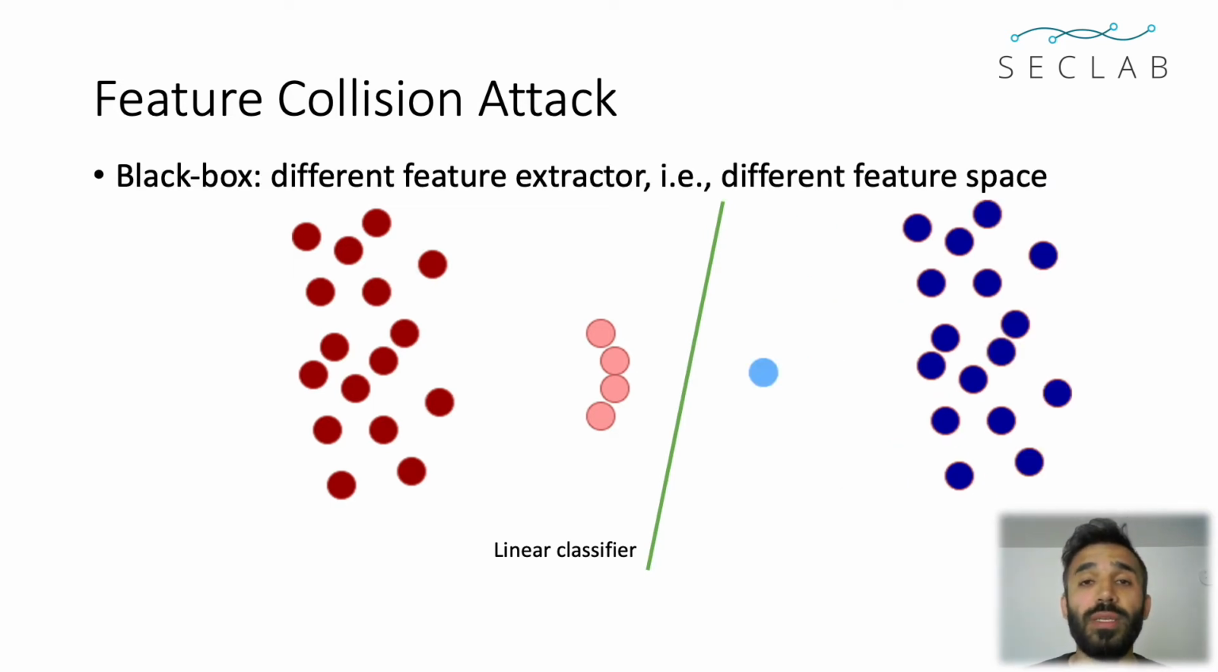But what happens if the victim uses a different feature extractor network than the attacker? It means that the victim's feature space is different. Maybe in that feature space, the poison data and the target sample are not that close to each other, so the boundary of our linear classifier happens actually between them. And in fact, this is the major limitation of the feature collision attack, that it fails in black box scenarios.